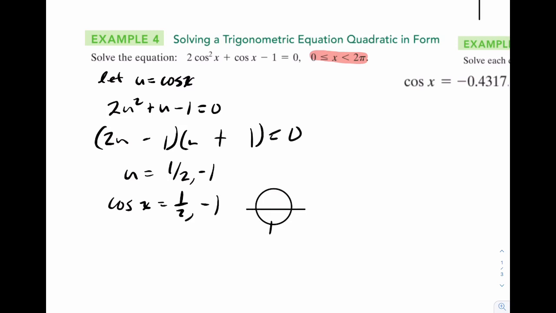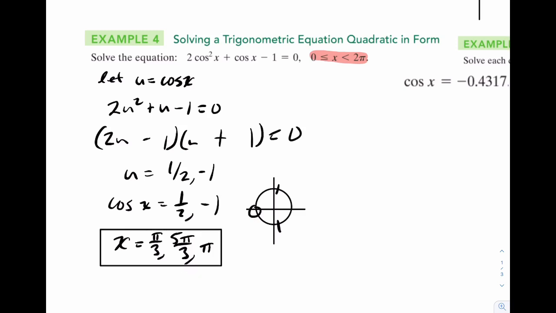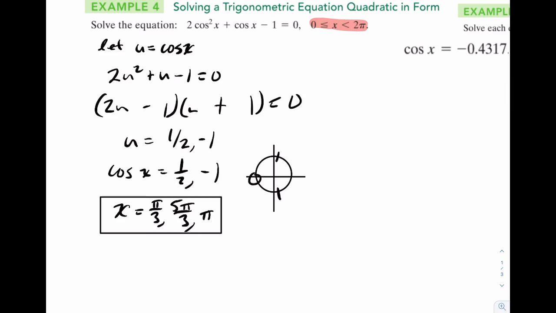So let's just think about it. The 1/2 happens right here, and negative 1 happens here. So x should be pi over 3, 5 pi over 3, and pi. We're going to box that. And we're done.